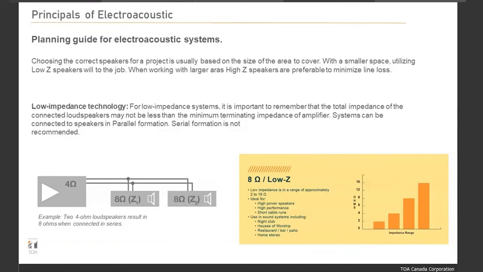8 ohms or low impedance is in a range of approximately 2 ohms to 16 ohms. It's ideal for high power speakers, high performance, short cable runs used in systems like a nightclub, house of worship, restaurant, bar, patio, home stereo, and in my experience, live events.